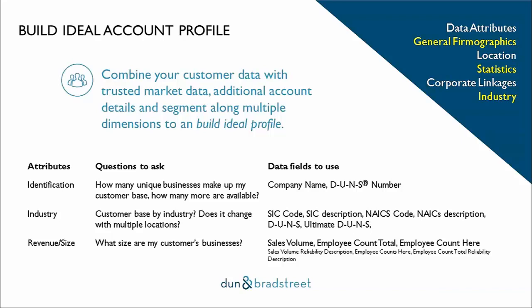Start by looking at your customers' attributes and then start asking questions. You'll want to understand how many unique accounts you have, and understand the firmographic attributes of those accounts like industry, revenue, and employee counts, all of which you can find and enrich in your data via D&B Optimizer. Some of the key data fields you'll rely on in this step include SIC codes, NAICS codes, and the DUNS number to identify your unique business entities. Sales volume figures and employee counts will help along here as well. Let's move on to the next step.